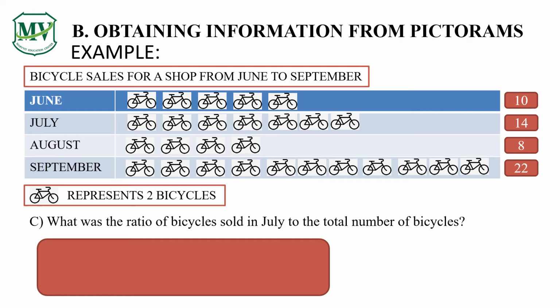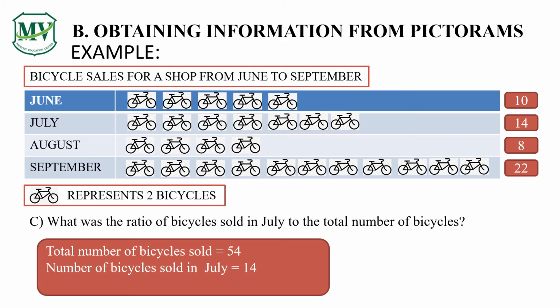The total number of bicycles sold is 54. The total number of bicycles sold in July is 14. So the ratio of the bicycles sold in July to the total number of bicycles is 14 is to 54, or 7 is to 27.